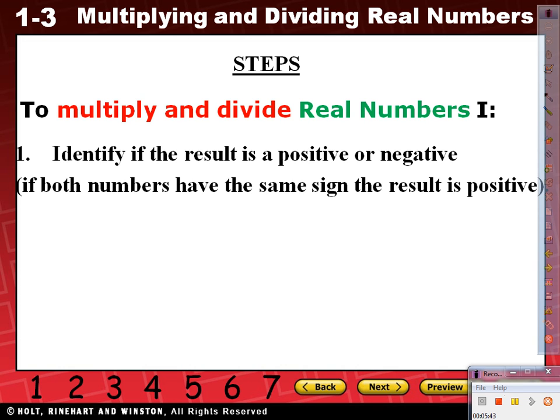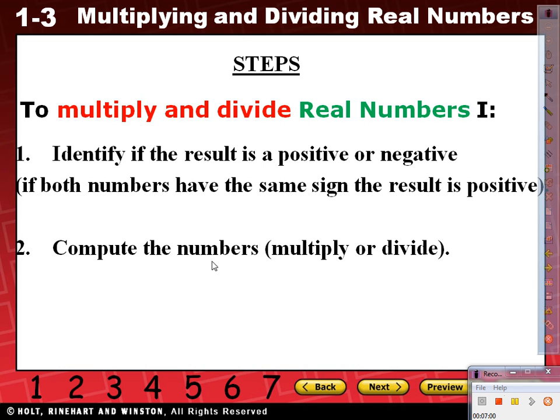Okay, so once again, here it goes. To multiply and divide real numbers, the first thing is to identify if the result is a positive or negative. How do we know that? Using the rule. If both numbers have the same sign, the result is positive. So if they're not the same sign, what would the result be? Negative. Simple, right?